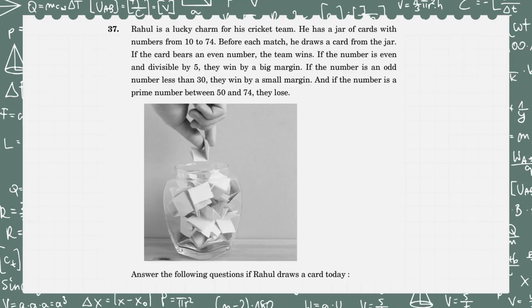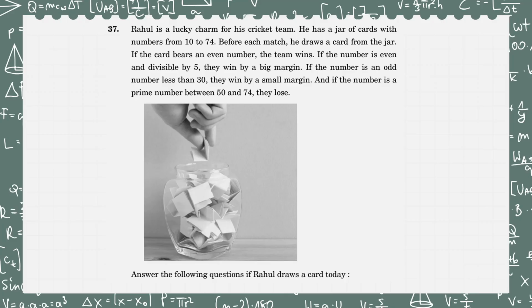Okay, and also if that number is even and divisible by 5 also, then they will win by a big margin. Big margin means they score a lot of runs. If the number is an odd number less than 30, whatever number this guy draws is less than 30 and an odd number, then they will win, but not so great a gap between the scores, right? Very little margin they will get.